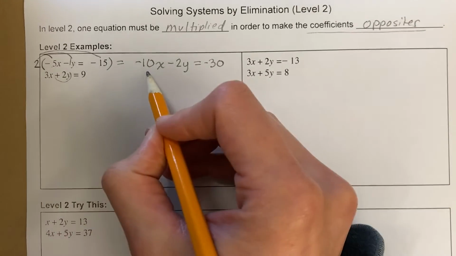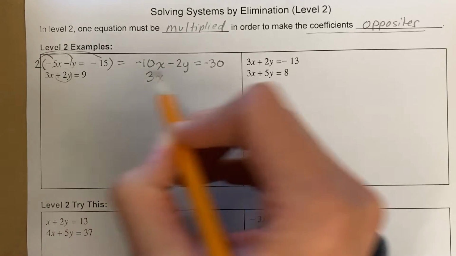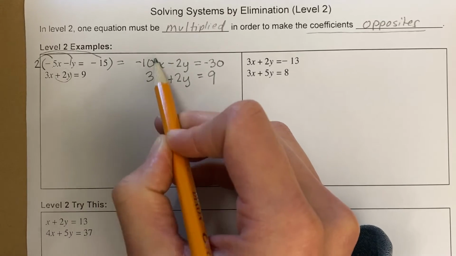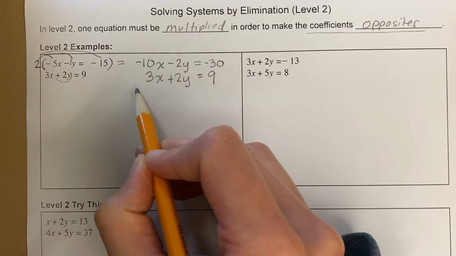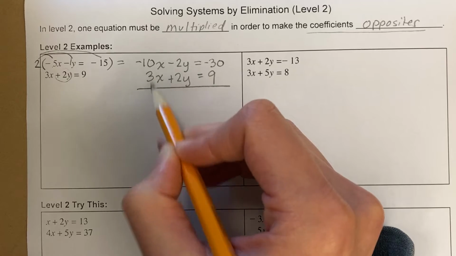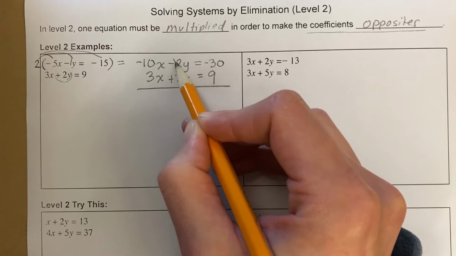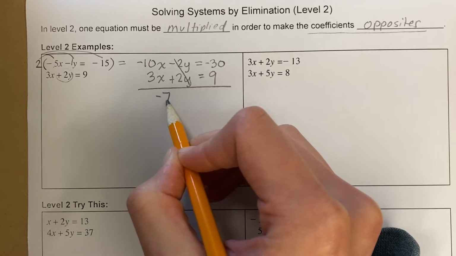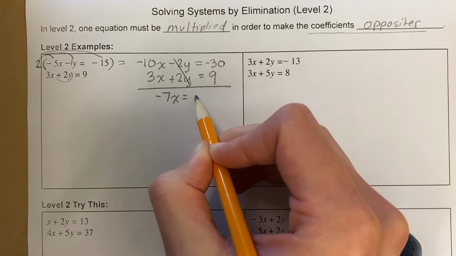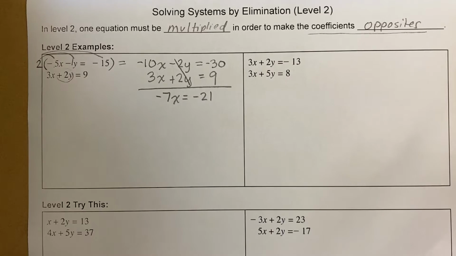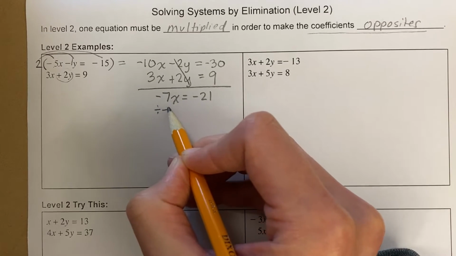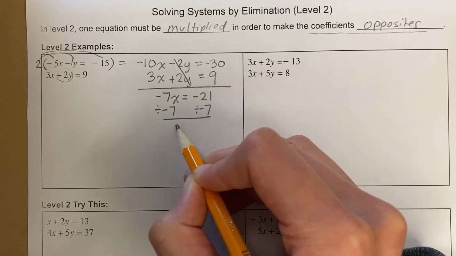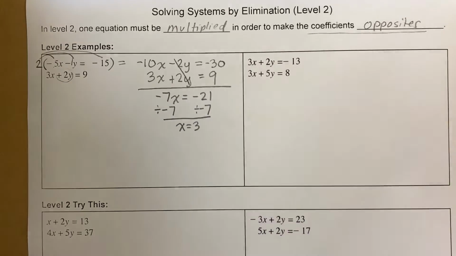So I'm just going to take this equation and copy it down beneath. And notice what I'm doing is lining up the like terms. I lined up the x's and the y's and the constants. And now I'm ready to add them. And watch what happens when I add them. Negative 2 plus 2, gone. Negative 10 plus 3, that's negative 7x. And this is negative 21. Now, if I want x by itself, I'm going to divide by negative 7 because x is being multiplied by negative 7. And I get x equals 3.